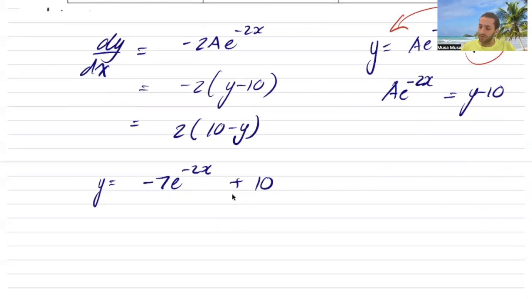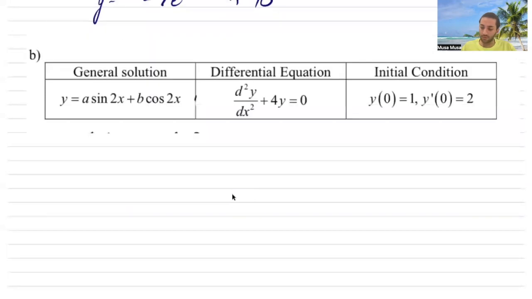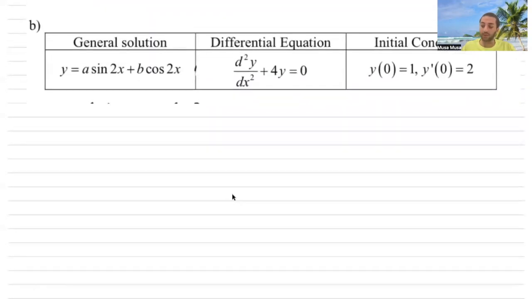Okay, how about this question? It's similar, but there's a bit more to it. This one's a second order differential because it's got the d squared y on dx squared. Have a go.